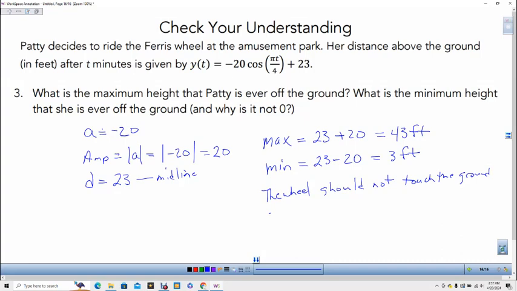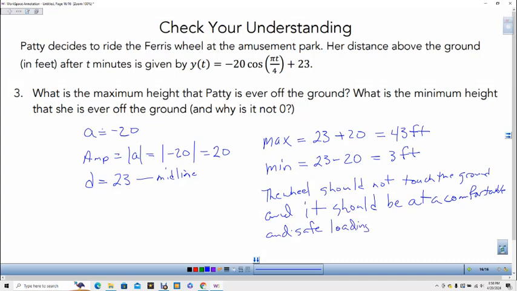So that's why the wheel shouldn't touch the ground. And it should be at a comfortable loading height. Comfortable and safe. Loading height.